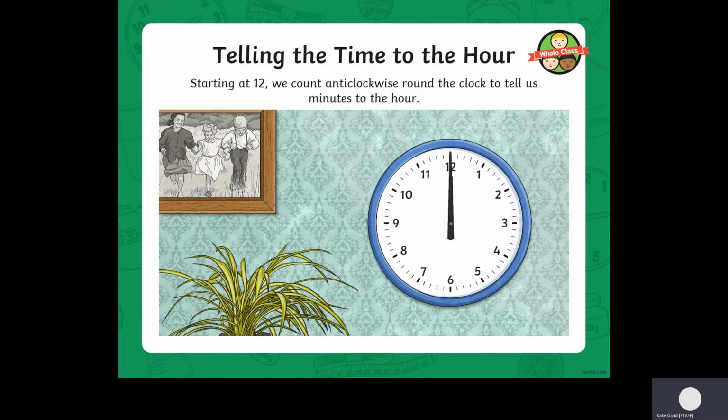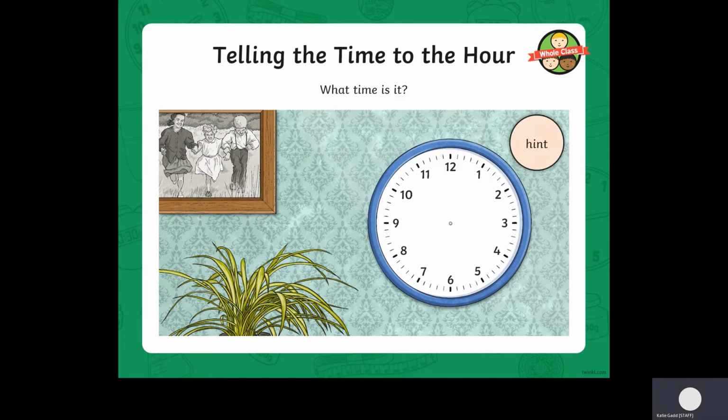Okay. Now we're going to have a look again at telling the time to the hour. So we're going to start at 12 and we're going to count anti-clockwise to tell us the minutes to the hour. So it's 5 minutes to 12. It hasn't got to 12 o'clock yet. 10 to 12. Quarter to 12. 20 to 12. 25 to 12, and half is past the hour.